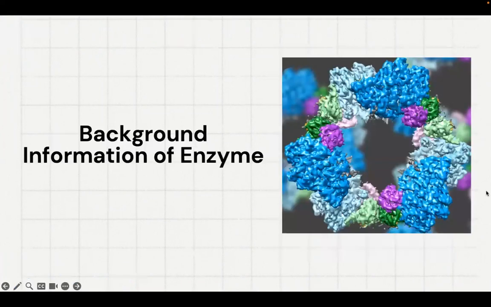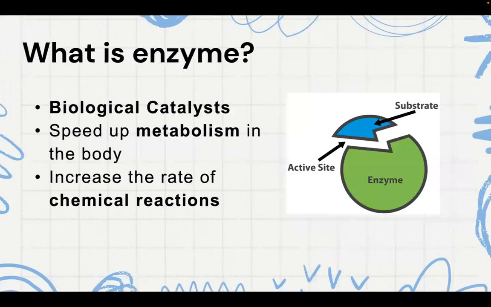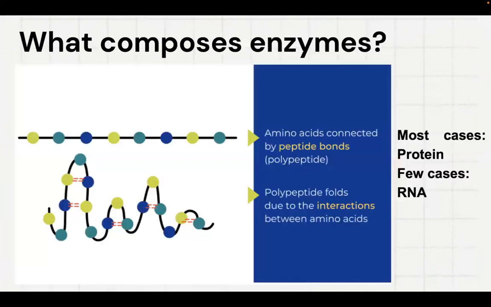Now I will start talking about background information of enzymes. First, what is an enzyme? Enzymes are biological catalysts that help speed up metabolism or the chemical reactions in our bodies. They build some substances and break others down. They are highly specific to certain substrates. In most cases, enzymes are proteins.